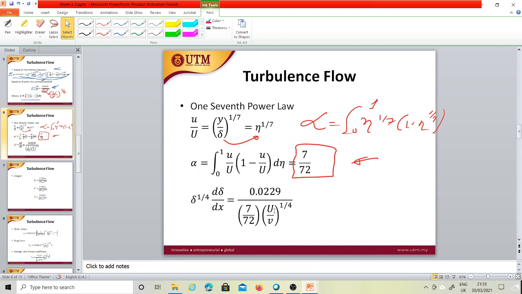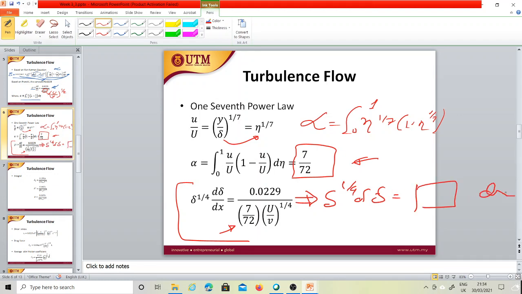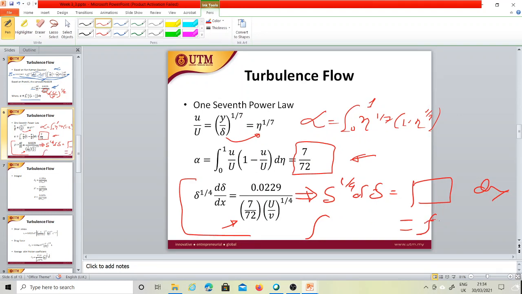How do I know that this one is wrong? So you can see this is the correct expression. So just putting the value of alpha, you will get this one. So now, if you have this expression, from this expression you can get the value of delta. How you can get the value of delta? Just shuffle it. 1 by this one delta d delta is equal to all the things that you have, then you have dx, right? Then you integrate on both sides. This is all constant value, so you will get only x in this case.